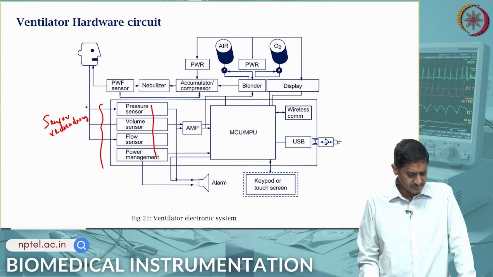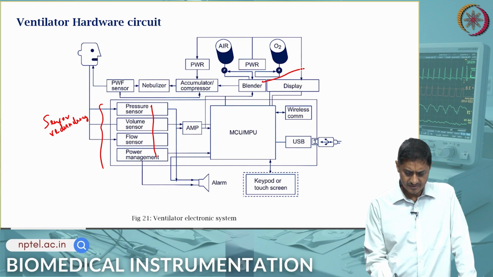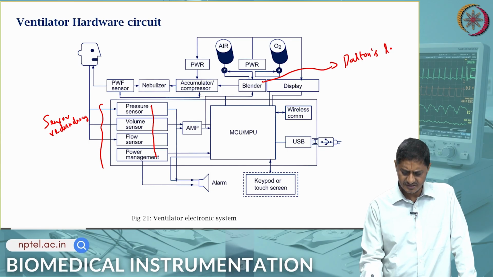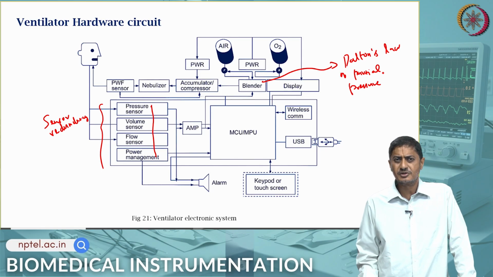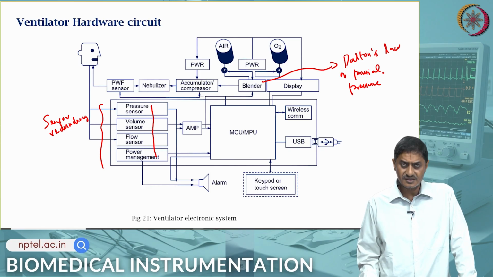You have this blender, which essentially works on Dalton's law of partial pressures. There is a typical display, and there is a microcontroller or microprocessor unit, a wireless communication system and an alarm system. Then there is both the oxygen and air mixing, and the ventilator hardware circuit, that is the ventilator's circuit, that is also there.